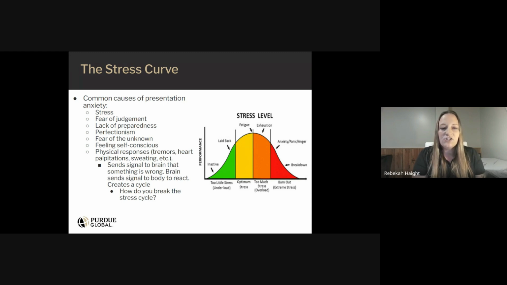Other things that can cause stress more specific to giving presentations is that we often fear what others are going to think about us. Are they going to judge us about how we sound, how we look? We also tend to have a perfectionist attitude where we feel like we have to get everything right.